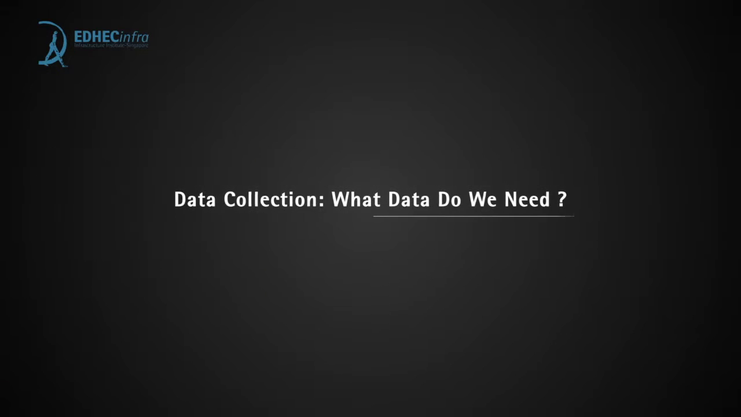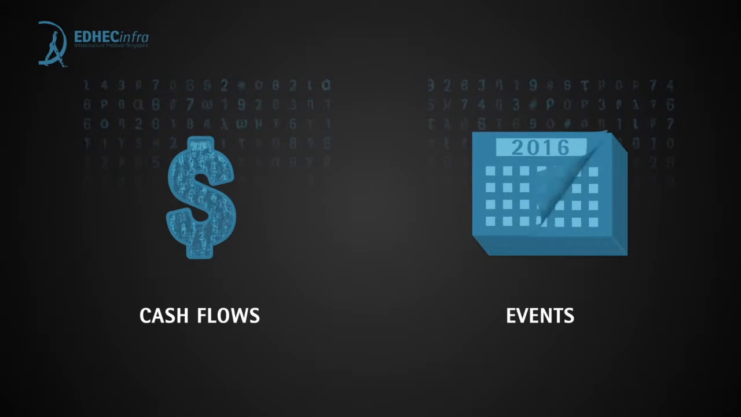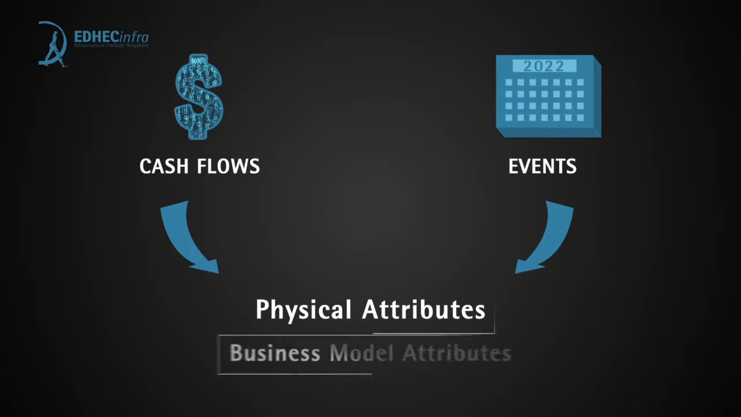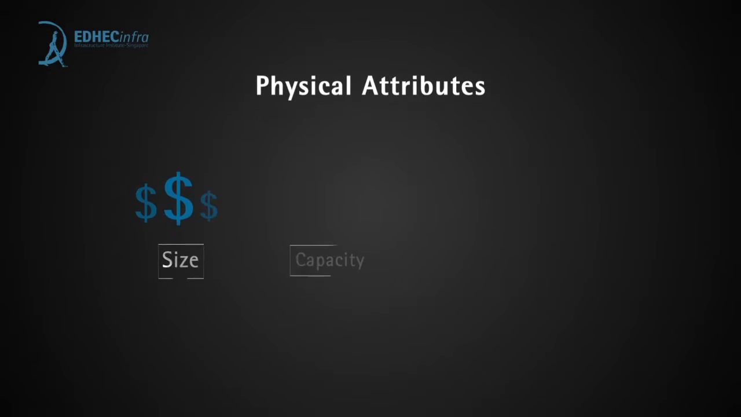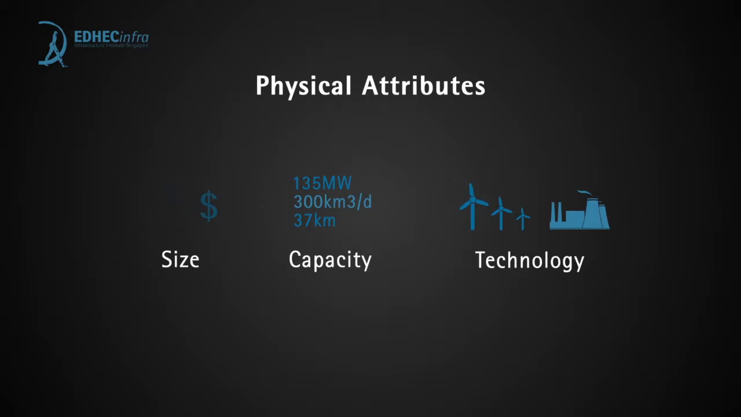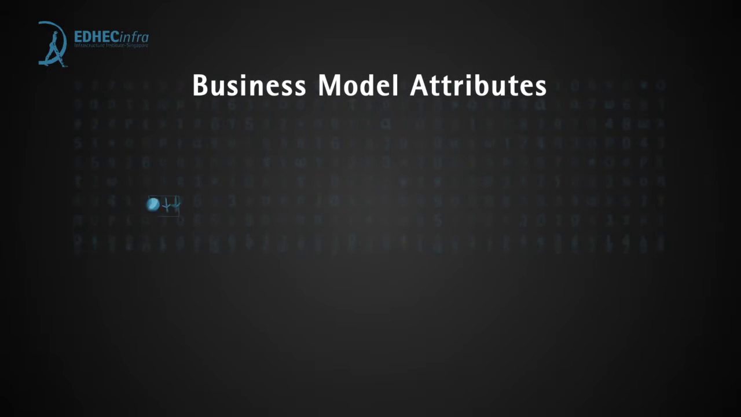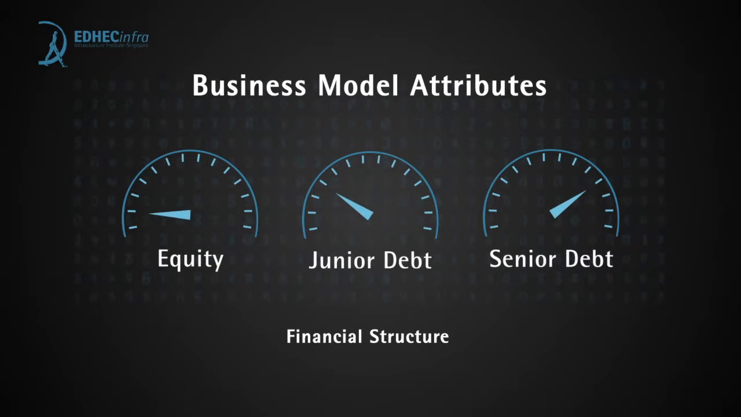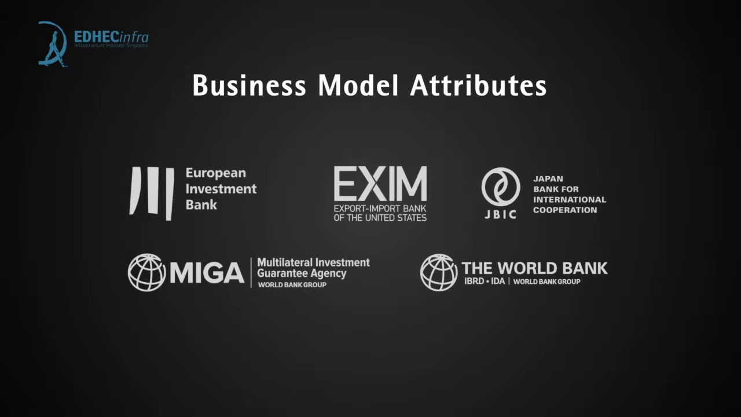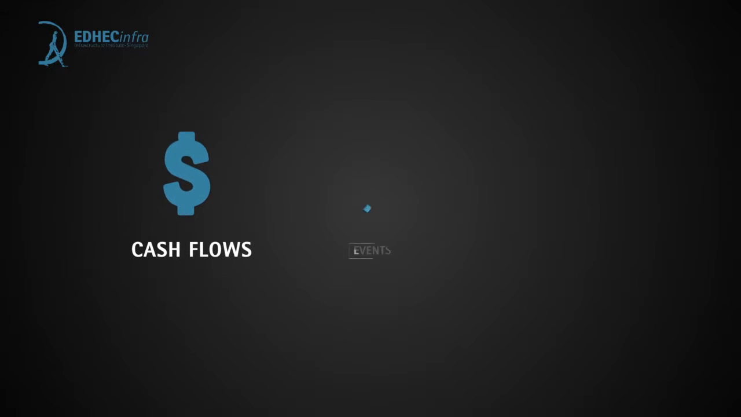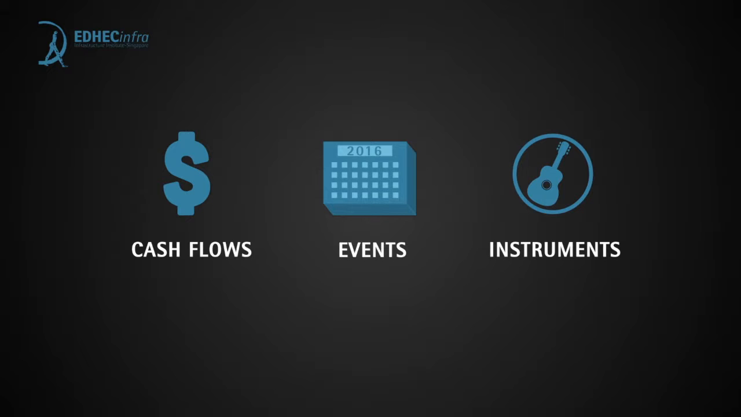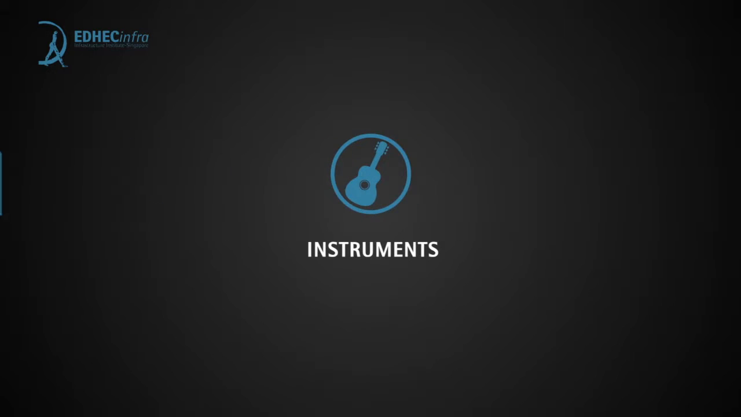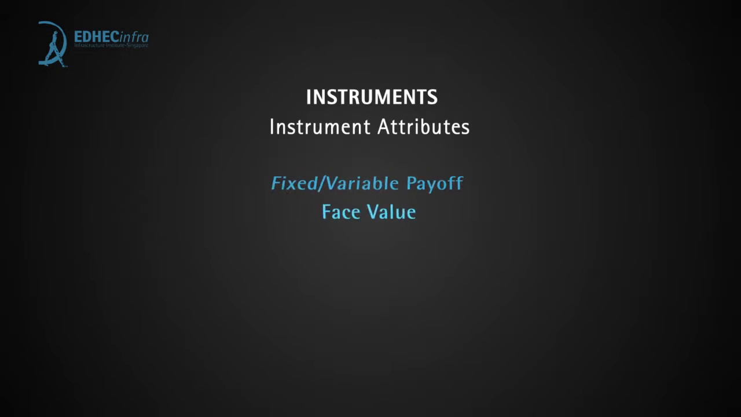In the EDHECinfra framework, there are two main types of data we need to collect: cash flows and events. We give each of these data points a set of attributes. Physical attributes, such as size, capacity, location, or technology. And business model attributes, such as type of contract or tariff regulation. Financial structure, or guarantees provided by third parties. What makes infrastructure investable is a set of financial instruments, so we also need to collect this data. These instruments also have their own attributes, such as fixed or variable rate payoffs, face value, or covenants.